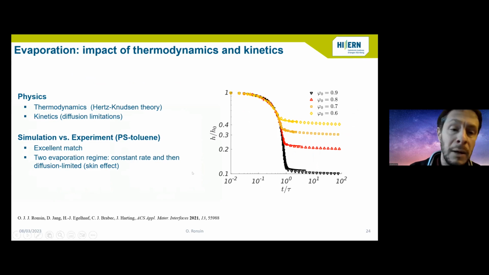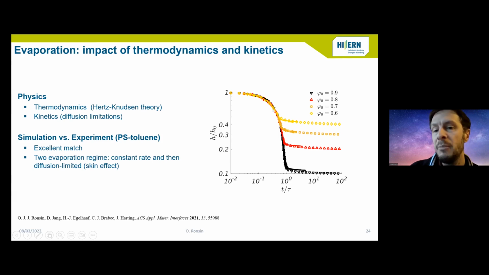We checked our simulation versus experiment on a very simple model PS toluene system. The experiments have been performed by our colleagues from Christoph Brabeck's group at the Solar Factory of the Future. This is what you see on the right. You have the relative film height depending on time for different solvent volume fraction. And the continuous lines are the experiments, and symbols are the simulations. And you have a really nice fit here.